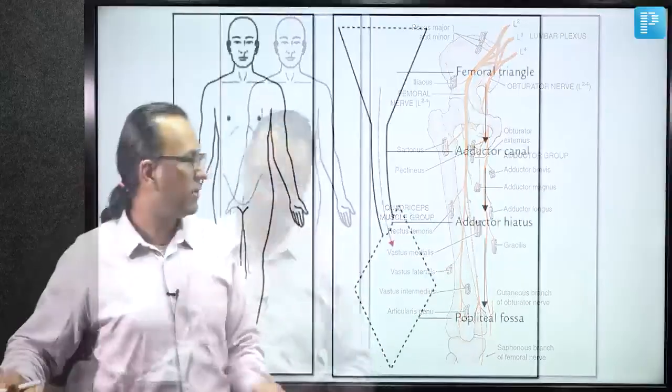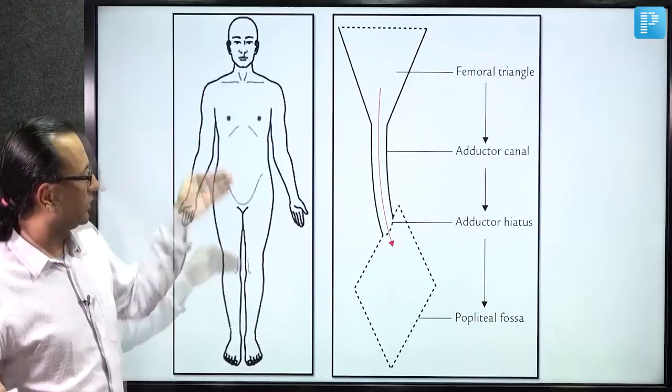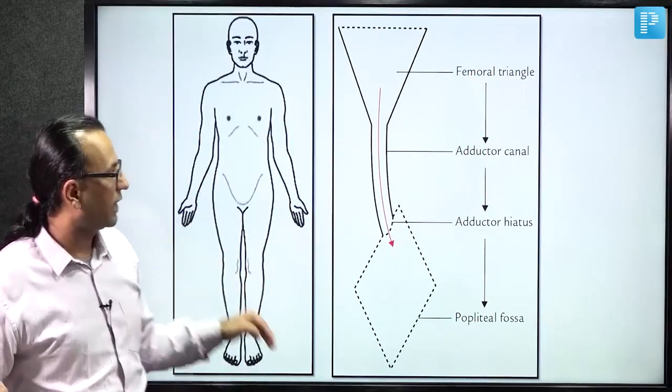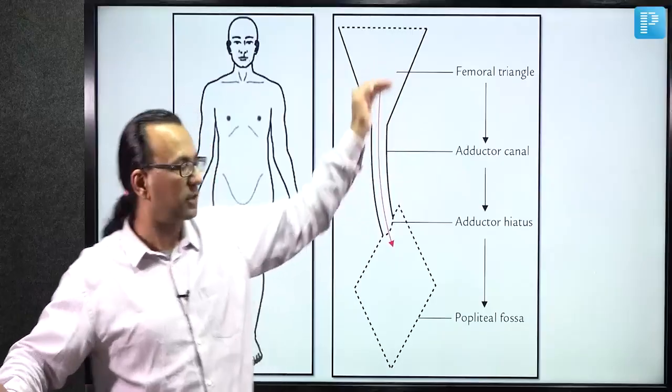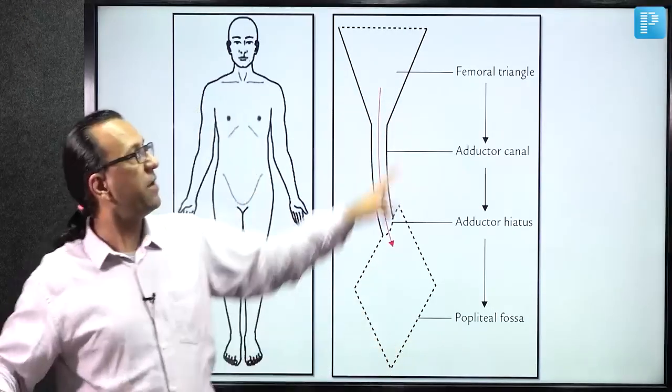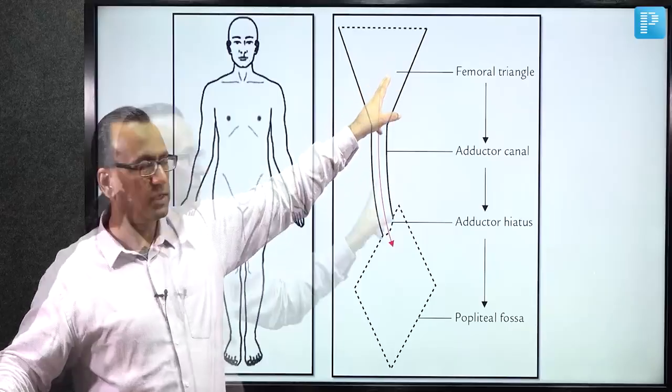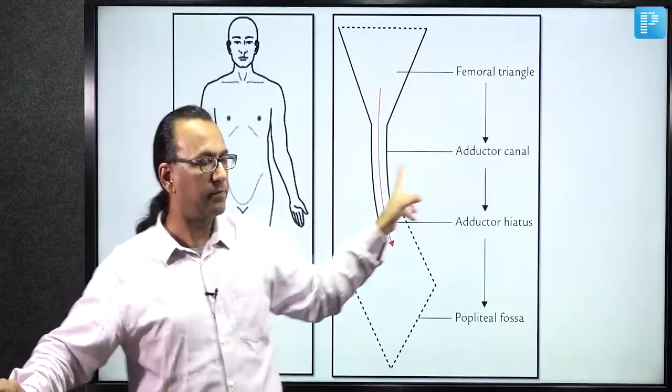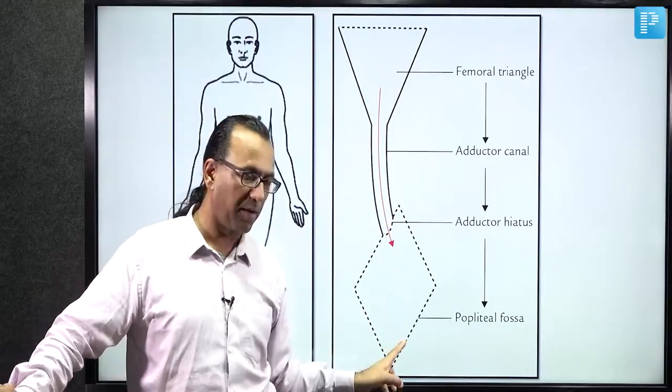When we are talking about the thigh, it is upper thigh, mid thigh, and lower thigh. In the upper thigh, there is the femoral triangle. In the mid thigh, there is the adductor canal. In the lower thigh, you have the popliteal fossa. There will be the femoral artery in the femoral triangle, continuing as the femoral artery in the adductor canal, but becoming the popliteal artery in the popliteal fossa.